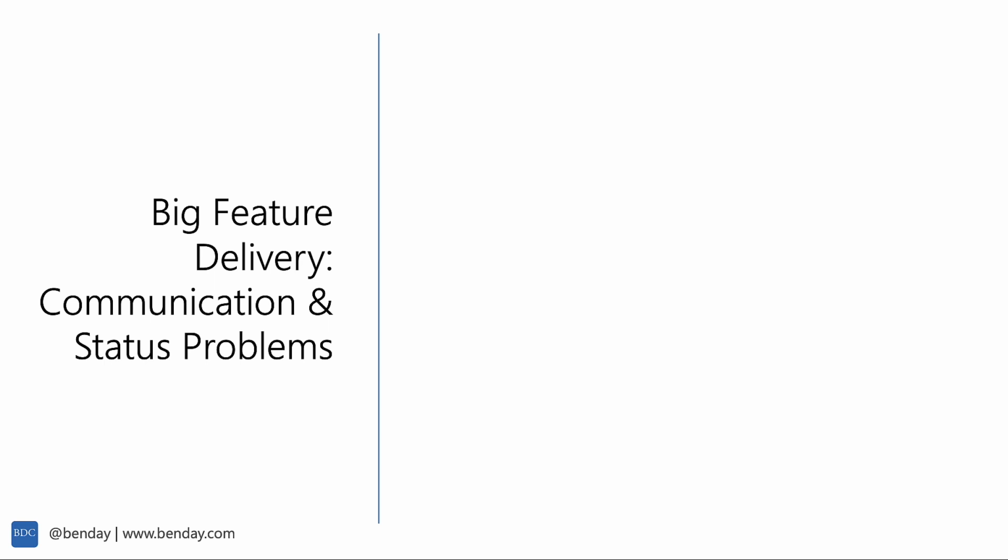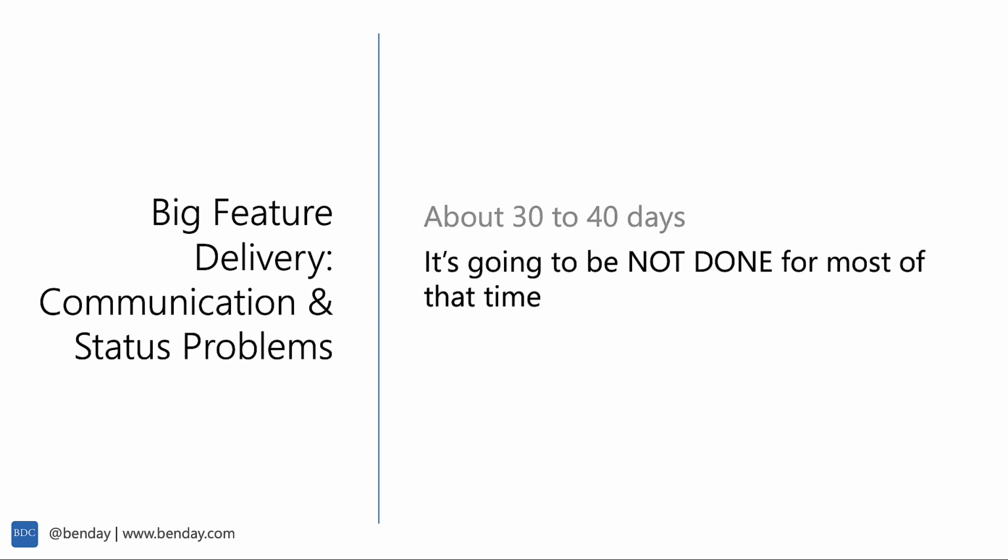There are also big communication and status problems that come with that big feature and trying to deliver it all at once. Somebody's asking you when you're going to get your stuff, and how do you communicate status about that? If you've got 30 to 40 days worth of development to do, it's going to be not done for most of that time. And if you're being responsible and honest with yourself, you should be thinking about done as true or false. Either it's all done or it's not done. That earned value thing where somebody says it's 80% done never really works out very well, because you're probably thinking optimistic percent dones, and not good ones.